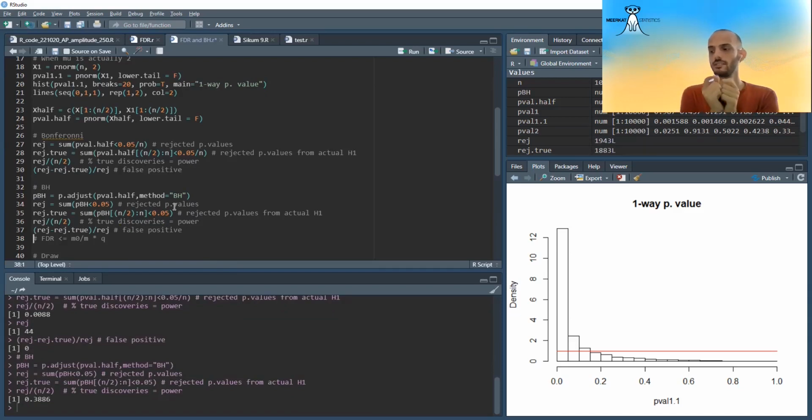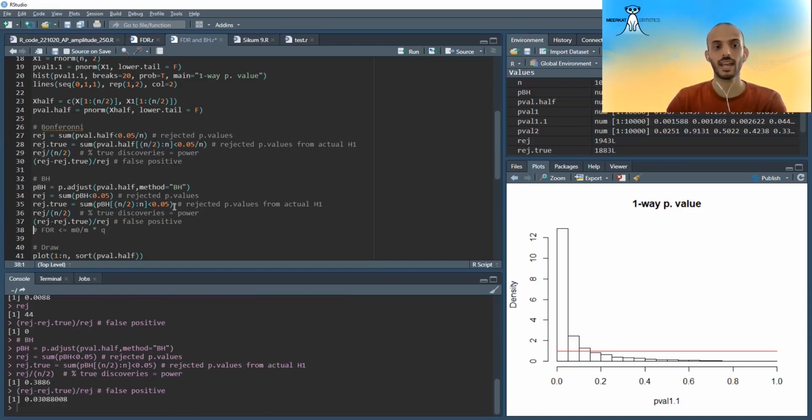So we moved from 0.8% to almost 40%. So we capture a lot more true discoveries now. And what is the number of false positives that we have? Well, it's 0.03. So we did make some mistakes. Some of the discoveries we made are mistakes. But notice that these mistakes are less than 0.05. In fact, we would expect to find 0.025 because m0 divided by m is exactly half. We took exactly half true null and half false null. And here it's almost 0.025.